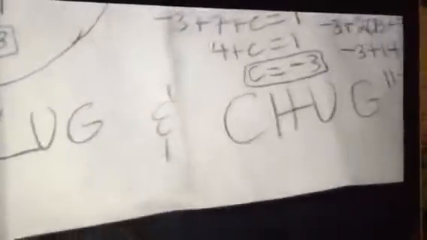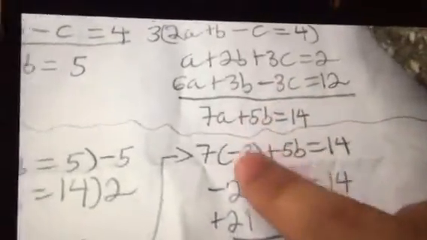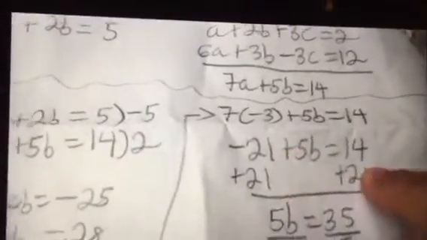Now, steps 3, 4, and 5, we're going to plug and chug. You can take any equation and plug a back into it. I took this one right here, and I substituted negative 3 for a. So I ended up with negative 21 plus 5b equals 14. And then you end up getting b equals 7.